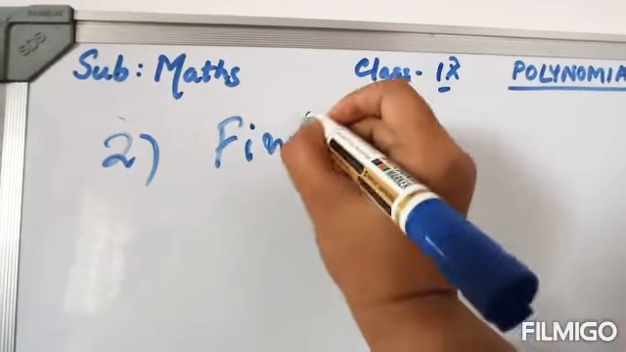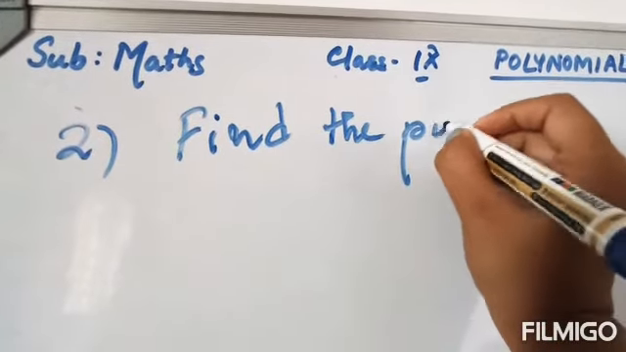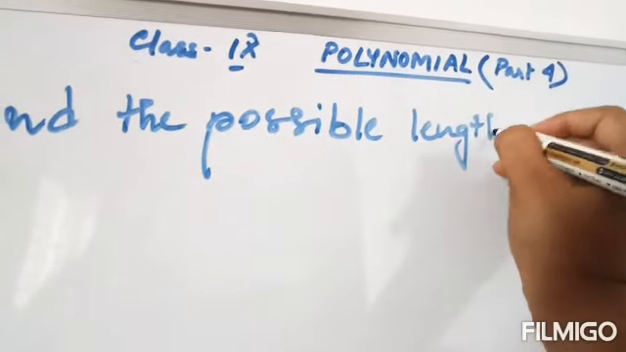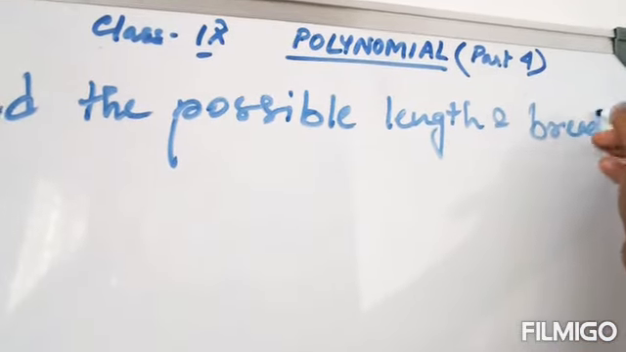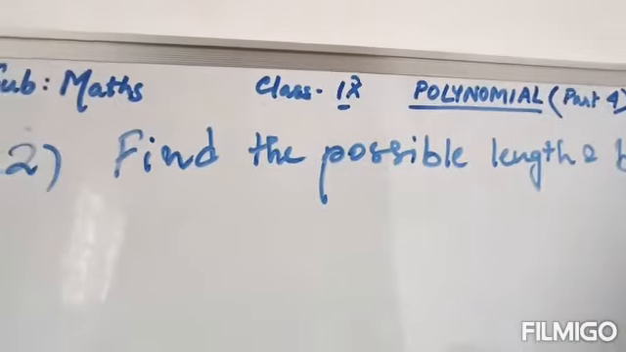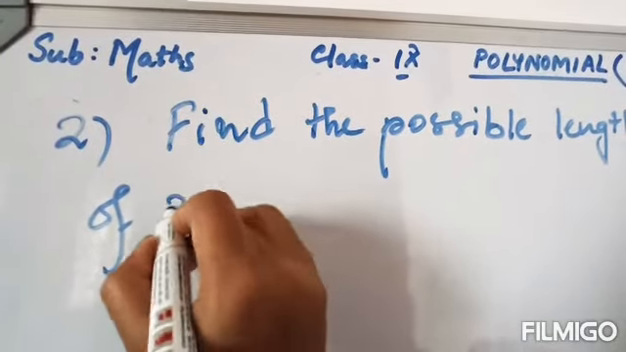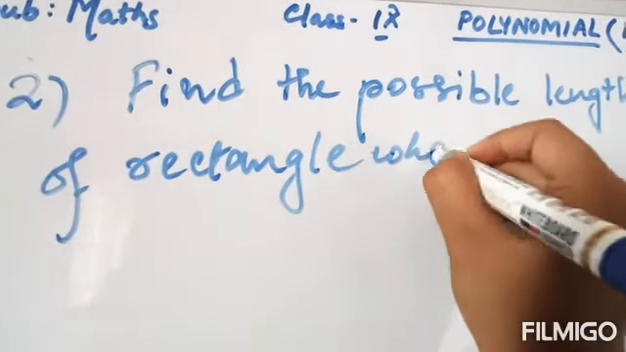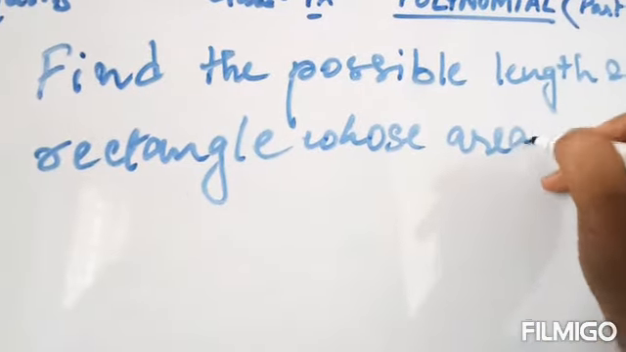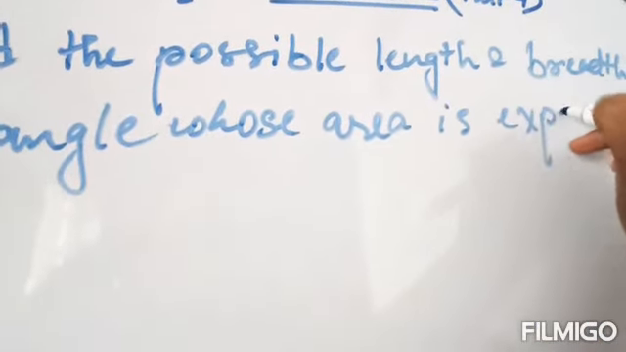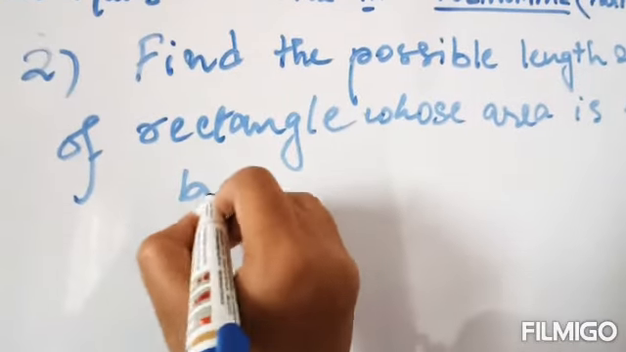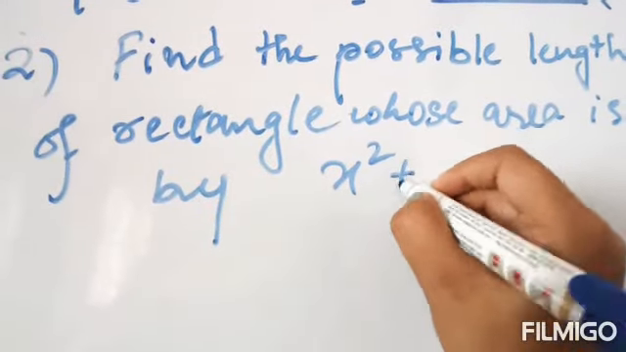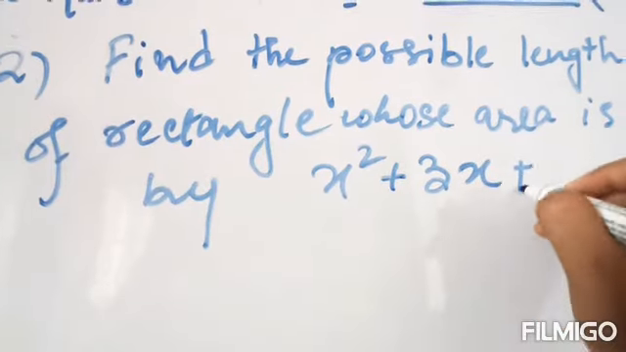find the possible length and breadth of a rectangle whose area is expressed by, suppose let this be x square plus 3x plus 2.